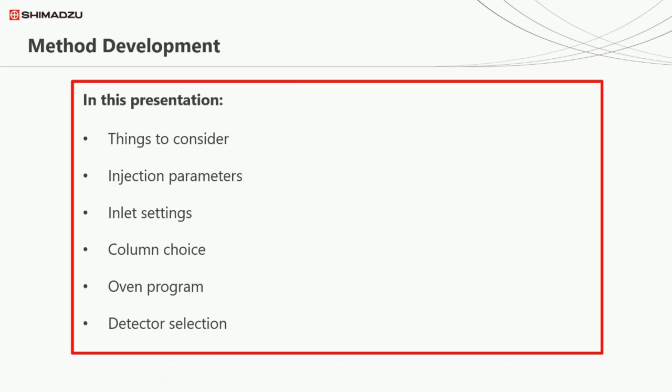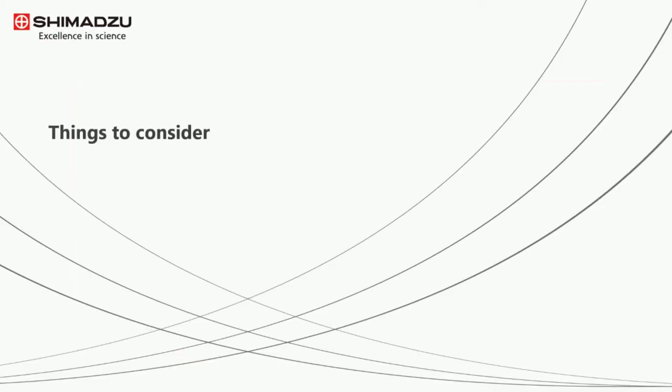In this session, we will look at how to approach method development and some of the key parameters to be aware of. Method development is a bit like maintenance and troubleshooting, in that it is not something that can easily be taught. Experience is the best teacher, and it can take years of practice and a lot of mistakes to get truly good.